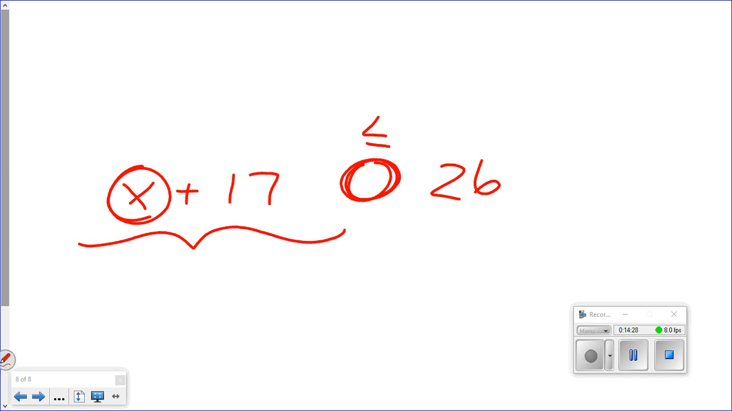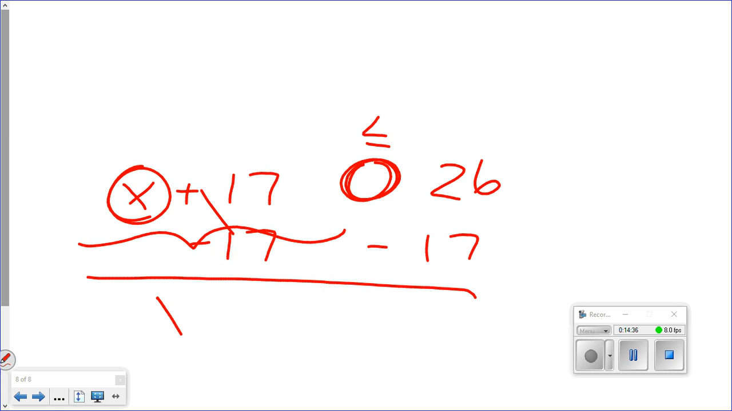So now, let's figure out how many more players this person can take on their team. Well, we're going to minus 17 on both sides. So it's going to be X is less than or equal to 9. So the coach can have 9 more players or less on that team. He can choose 9 more players or less to be on that soccer team.